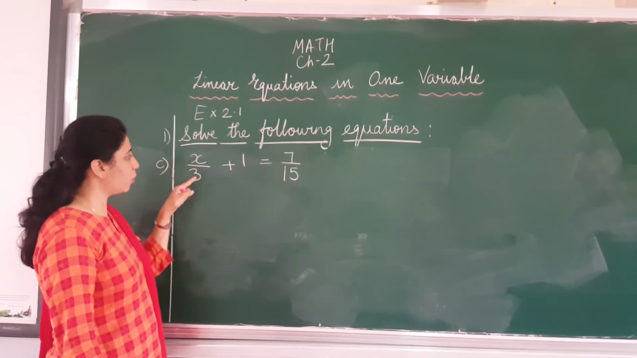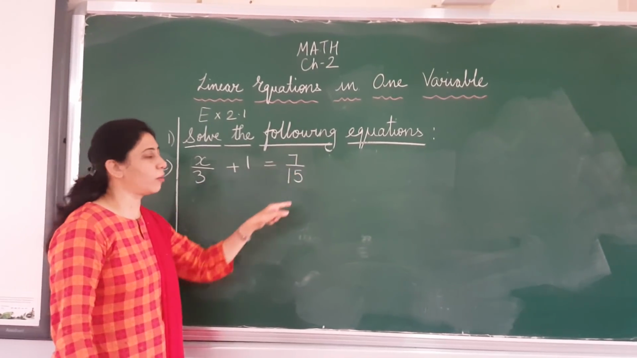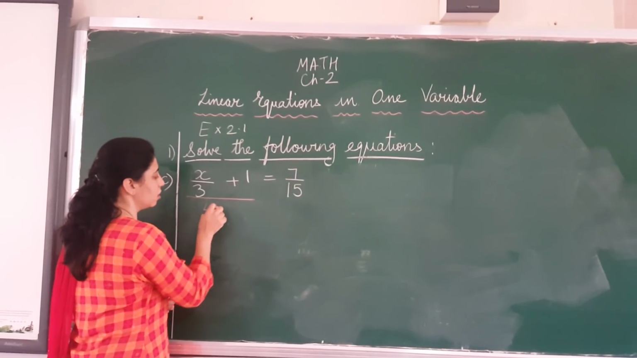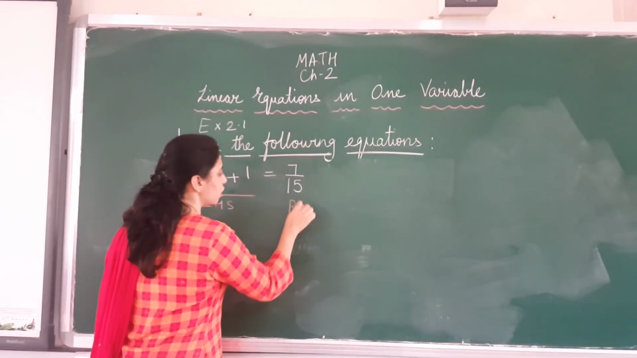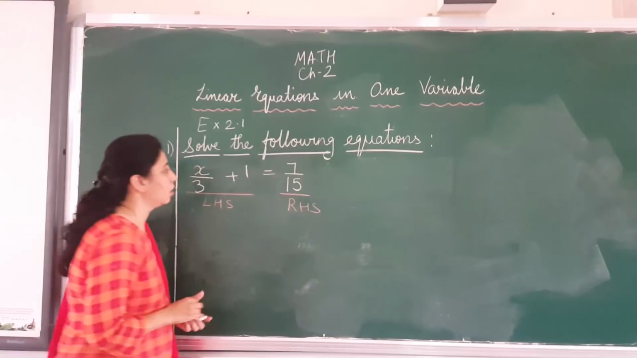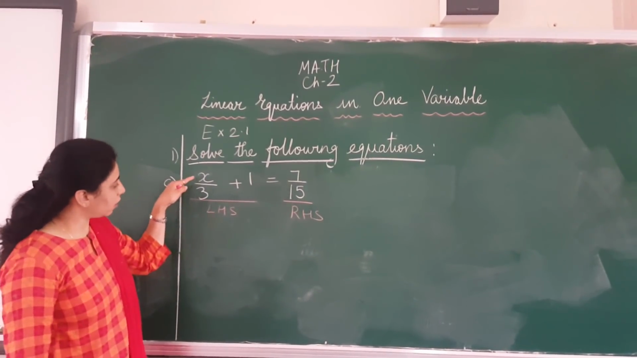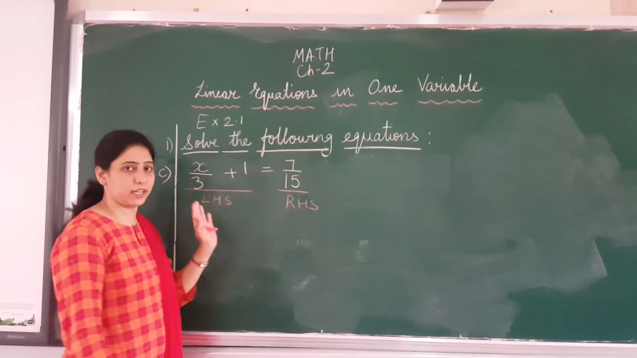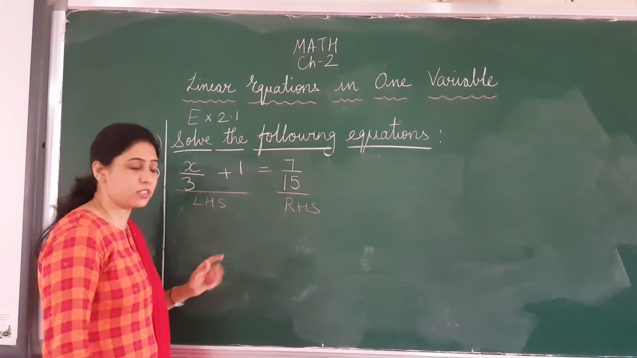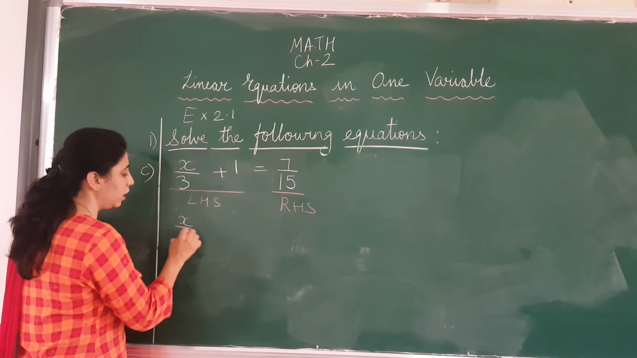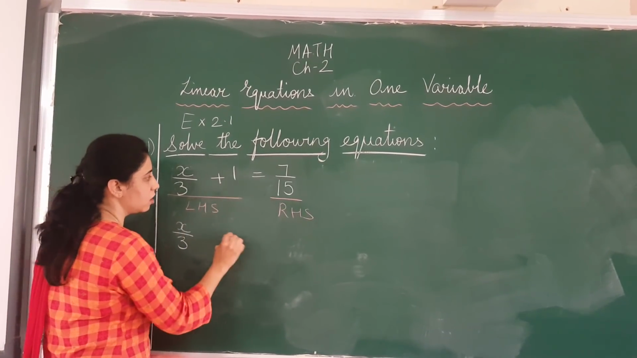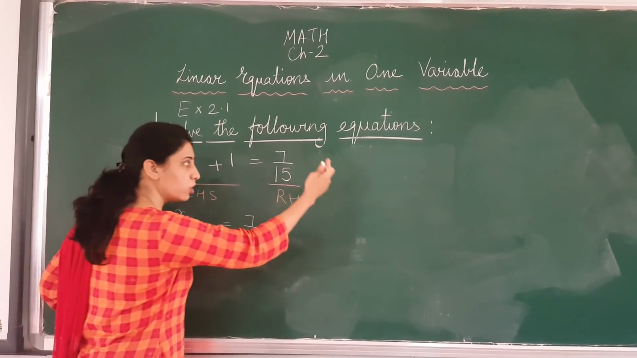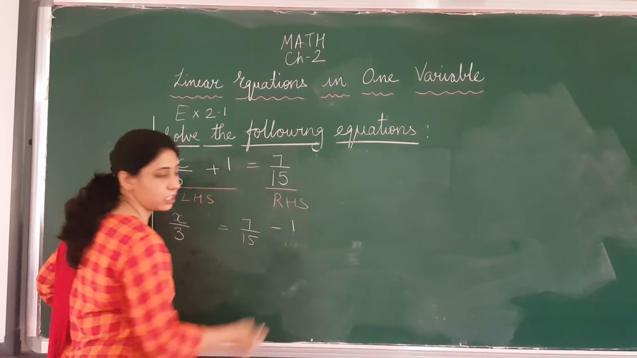Now the sum is x upon 3 plus 1 is equal to 7 upon 15. We just find out which is your LHS and this is your RHS. Now where is the variable? The variable is on the left hand side, so we are going to shift everything to the right hand side. And when you change the side, you change the sign. So x upon 3, first you are going to shift: this is equal to 7 upon 15 plus 1. When it goes to the other side, it becomes minus 1.